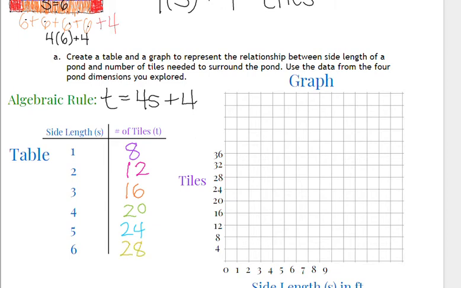So we just used this algebraic rule to fill in a table, we turned it into a table. We took t, and that's listed as our y variable over here. And then we've got our s, which is our side length, and that is plugged in over here as our x variable. And what's nice is that this now creates points on a graph.